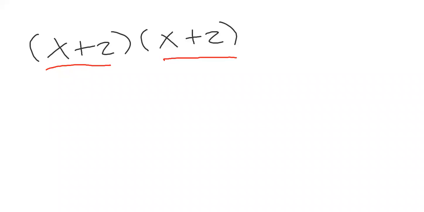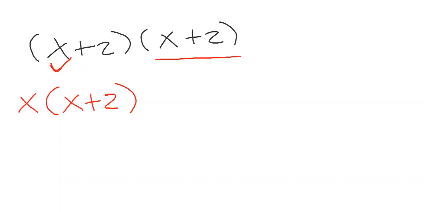Now, how do we expand something like this? To expand it, let's start off by taking this x and multiplying everything that is this side. Let's take that x and make it multiply everything that is that side, which is the x plus 2. And then let's take this 2 and make it multiply everything that is this side as well, which is the x plus 2. And then now let's remove our brackets.